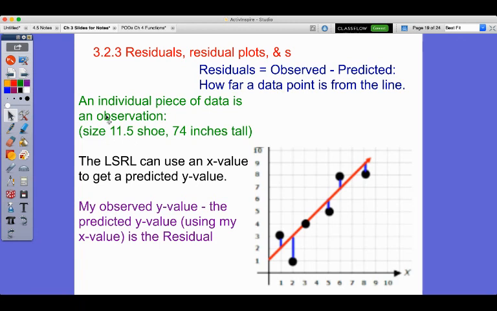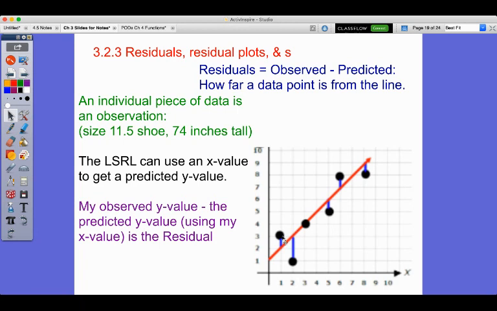An individual piece of data is an observation. So for me, my shoe size is an 11.5 shoe. My height is 74 inches tall. So that's my observed value, 74 inches tall. It's my observed Y. My predicted Y is whatever plugging 11.5 into my equation would get me, okay? I would have to have the equation of a least squares regression line, and I would plug in 11.5, use my X value to get a Y value, and subtract it, and that's my residual.